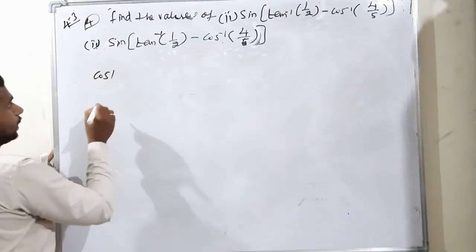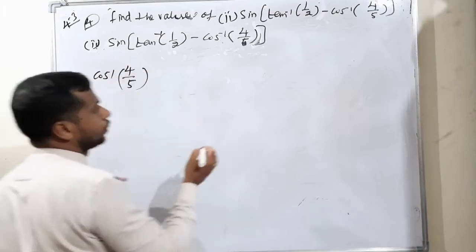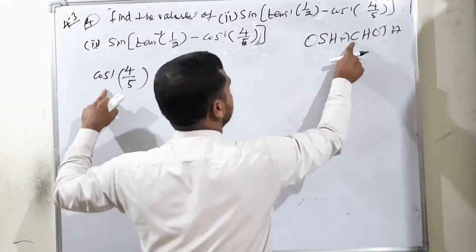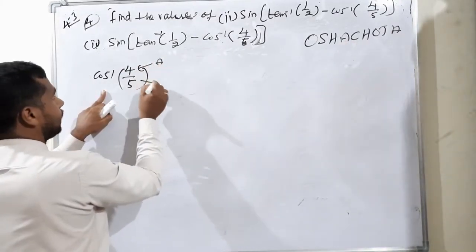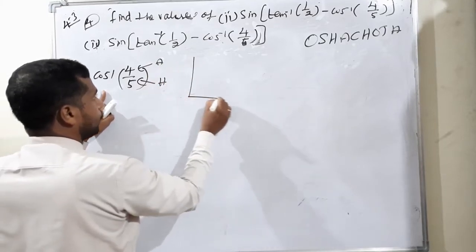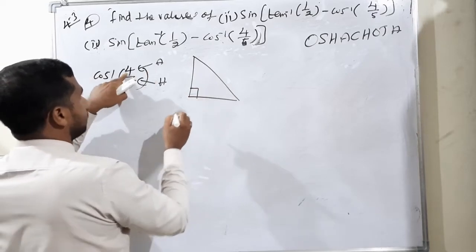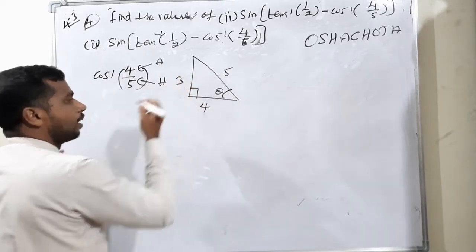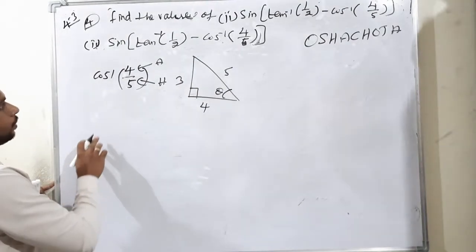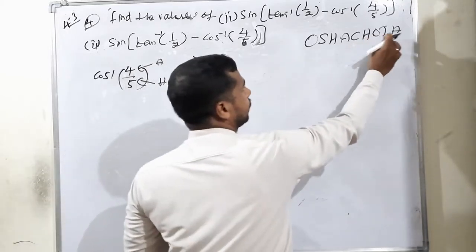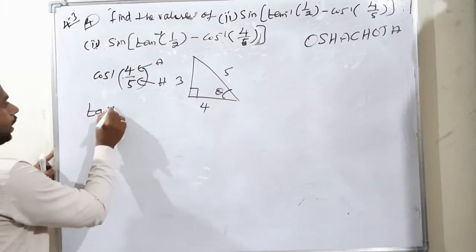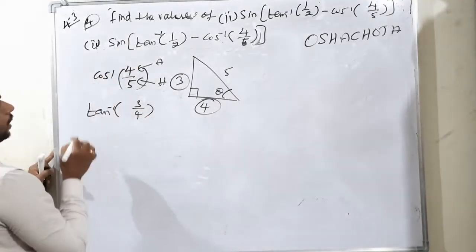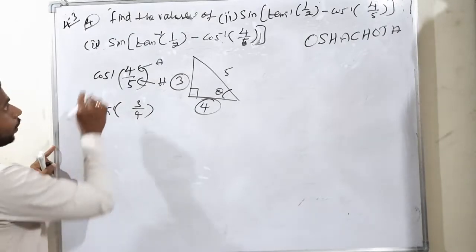Cos inverse 4 by 5, isn't it? According to the right angle triangle, what is the meaning of cos? Adjacent divided by hypotenuse. This is called adjacent and this is called hypotenuse, and the angle is theta. Adjacent 4, hypotenuse 5 means definitely we can say opposite is 3. So how do we find tan inverse? Opposite divided by adjacent, so 3 by 4. The first condition is clear.